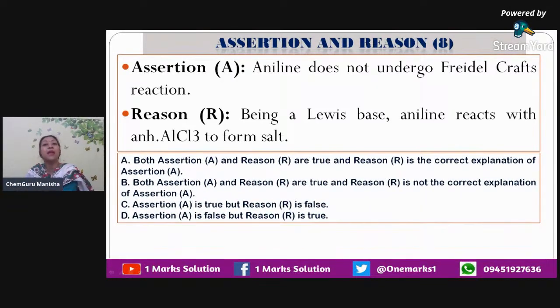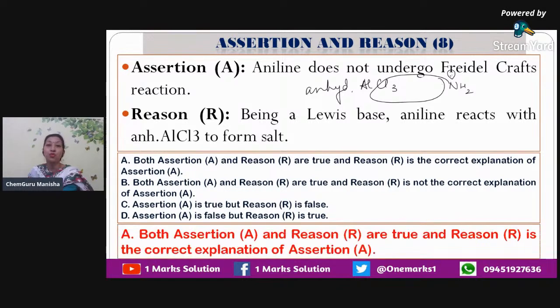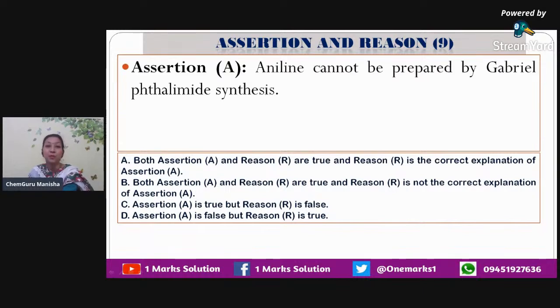Eighth statement that we have is aniline does not undergo Friedel-Crafts reaction. Absolutely true. And that's because Friedel-Crafts reaction involves catalyst, which is anhydrous aluminium chloride. Now, aniline has NH2 group in it, and this NH2 group forms a salt with AlCl3, because of which reaction doesn't happen. Now, reason says being a Lewis base, aniline reacts with anhydrous AlCl3 to form salt, which is true. So we say assertion is true, reason is true, and reason is the correct explanation of assertion as well.